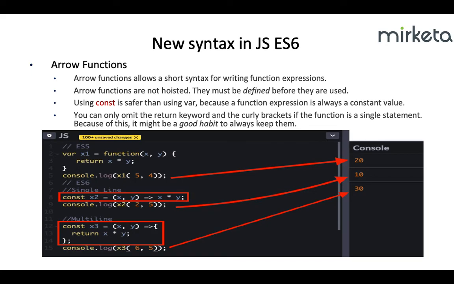Please see the code here. In ES5, we have to declare the function keyword, but in ES6, it is replaced with the arrow function. Also make sure that we must use the return keyword if you go for a multi-line function, as I highlighted in the last box.